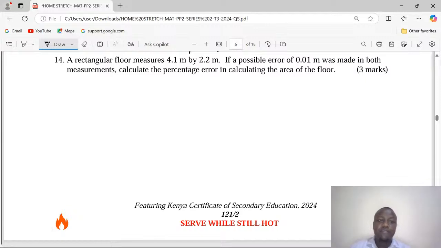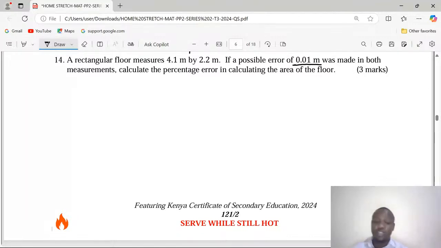A rectangular floor measures 4.1 meters by 2.2 meters. If a possible error of 0.01 meters was made in both measurements, calculate the percentage error in the calculation of the area of the floor.